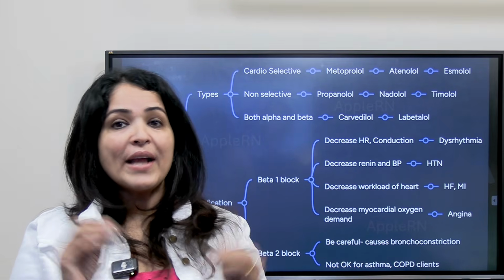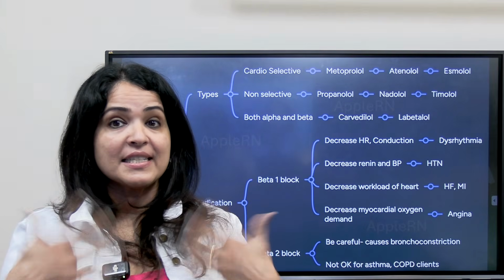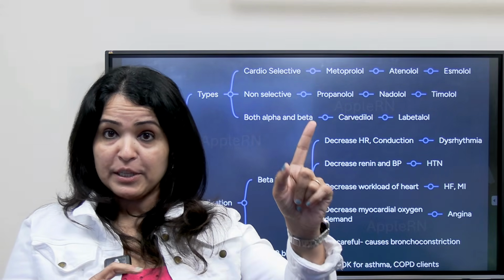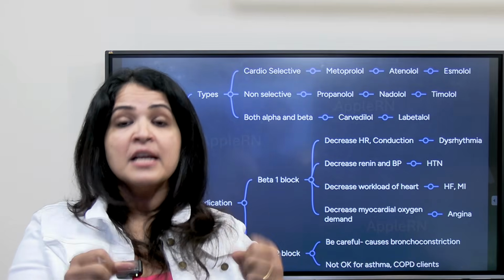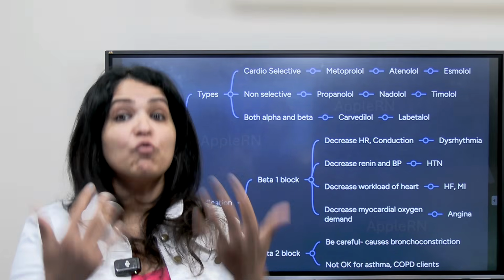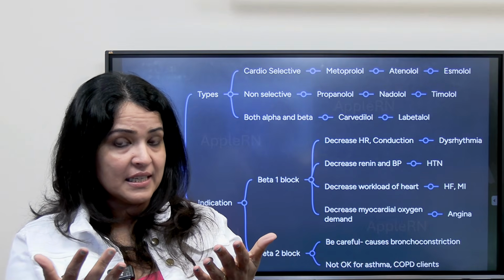Now, when someone is having beta 1 receptors activated, their blood pressure will go up, their heart rate will go up, the heart will pump really well. So that's what happens when the beta 1 receptors get activated.